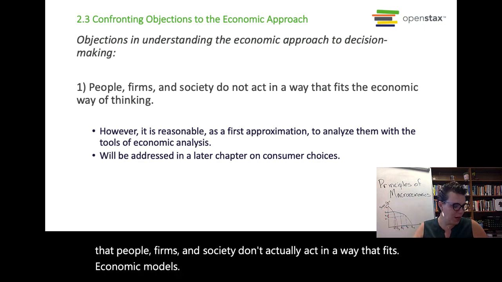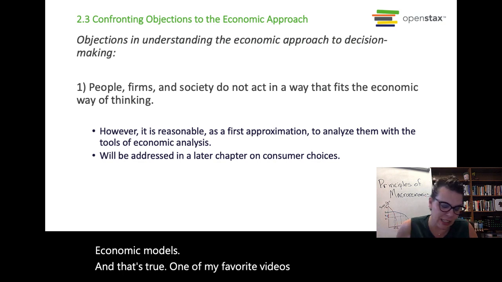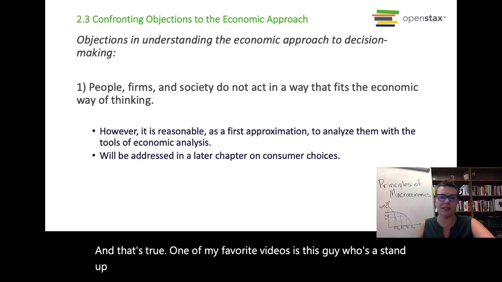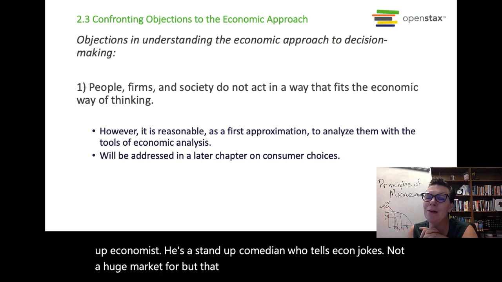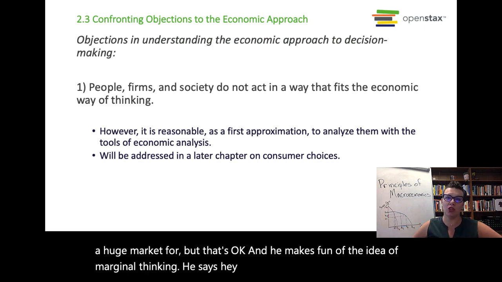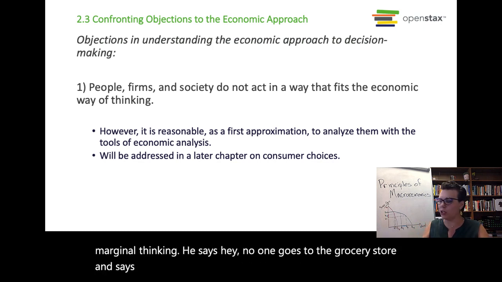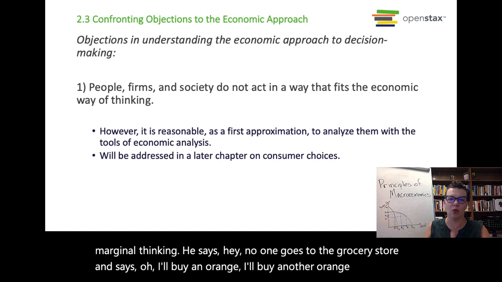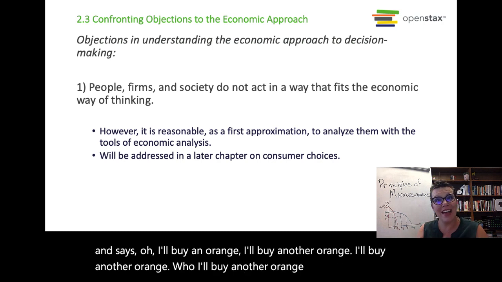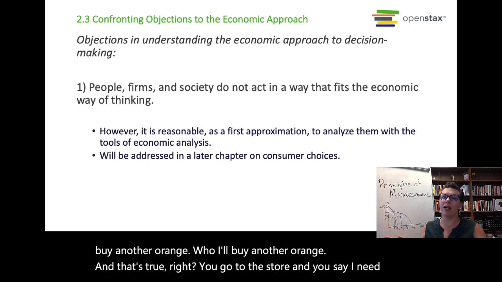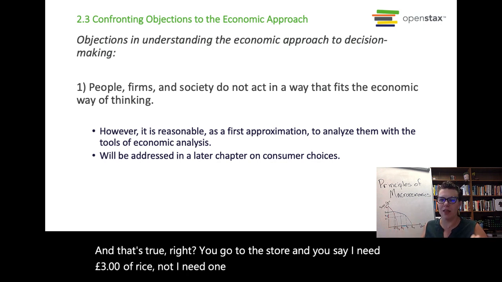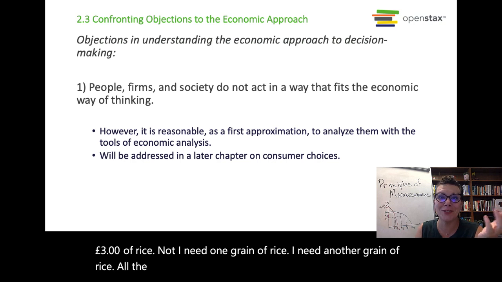And that's true. One of my favorite videos is this guy who's a stand-up economist. He's a stand-up comedian who tells econ jokes. Not a huge market for it, but that's okay. And he makes fun of the idea of marginal thinking. He says, hey, no one goes to the grocery store and says, ooh, I'll buy an orange. Ooh, I'll buy another orange. And that's true, right? You go to the store and you say, oh, I need 3 pounds of rice, not I need 1 grain of rice, I need another grain of rice, all the way up to 3 pounds of rice.